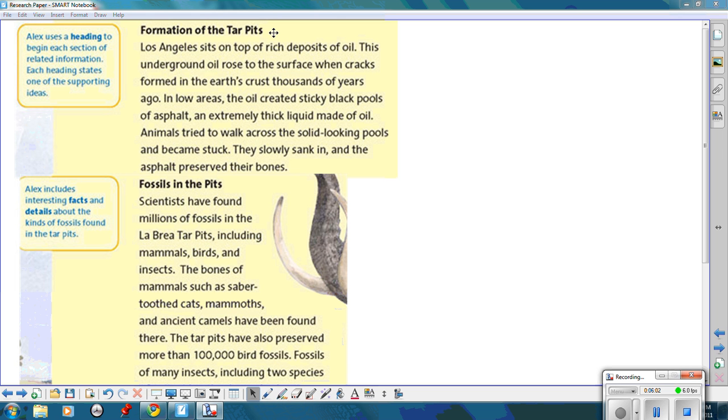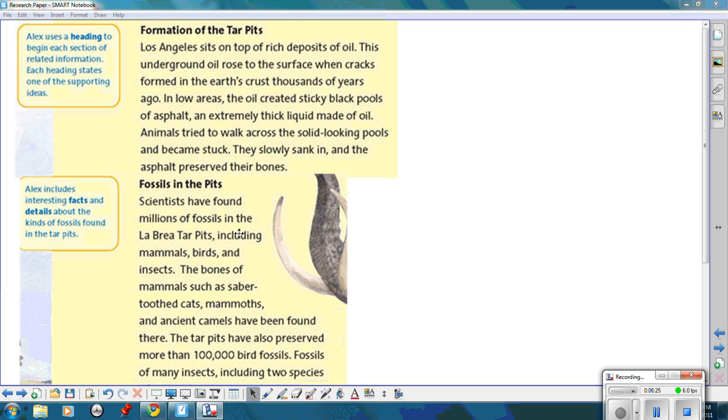So the first section is about formation of the tar pits, and then this goes on to describe how the tar pits were formed, how they were able to see those, and what happened, and how the animals' bones became preserved in those tar pits. And then again, additional facts and details, fossils in the pits.